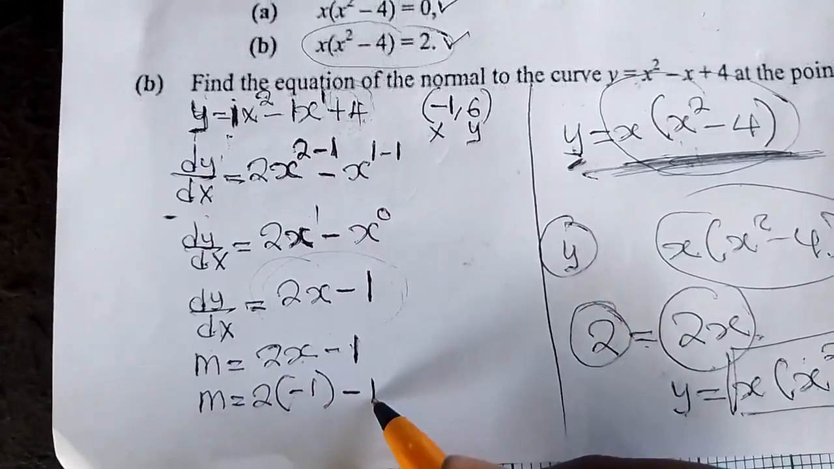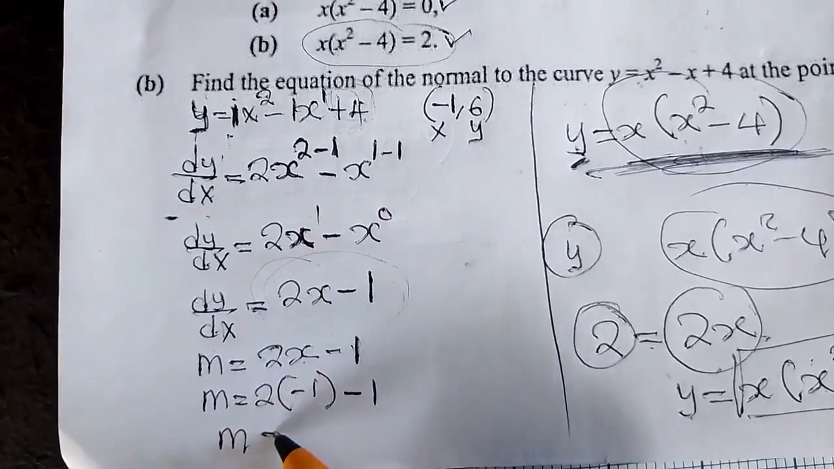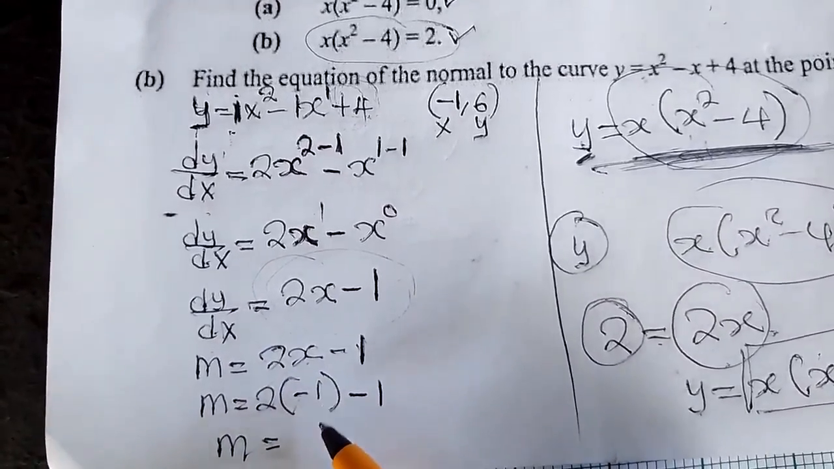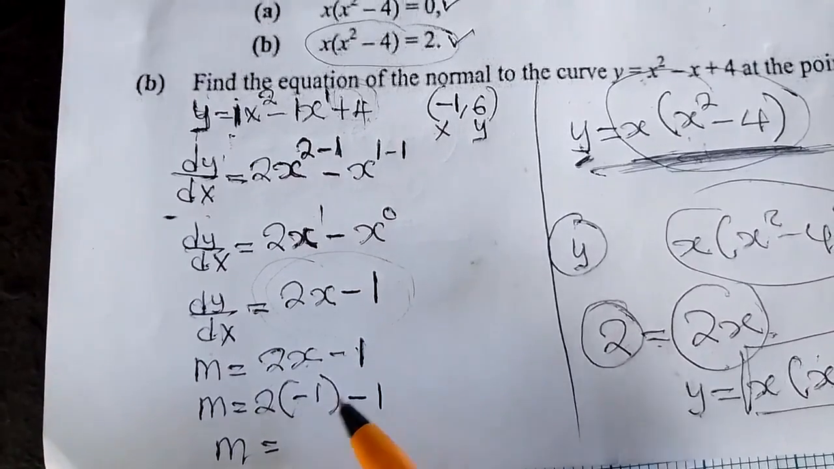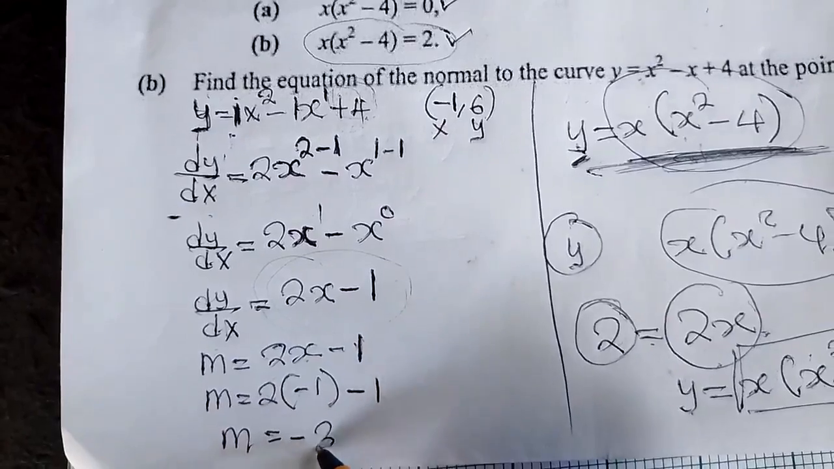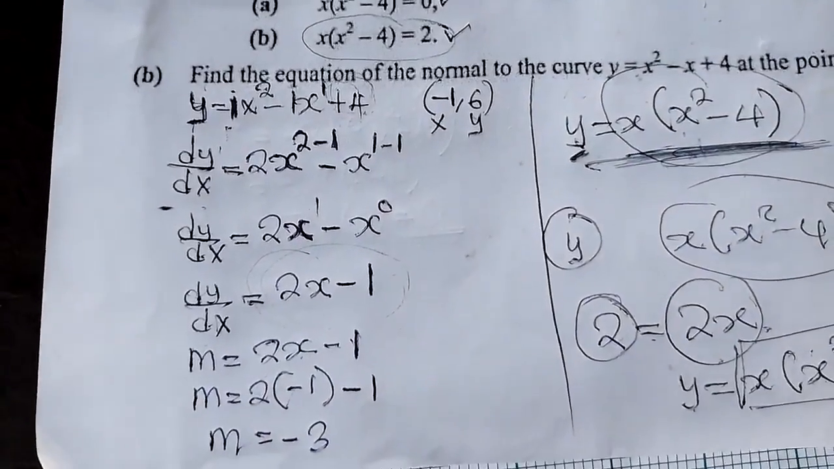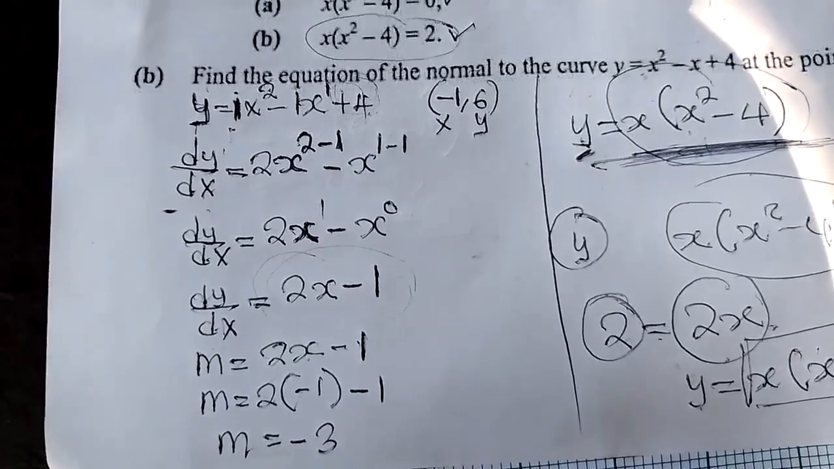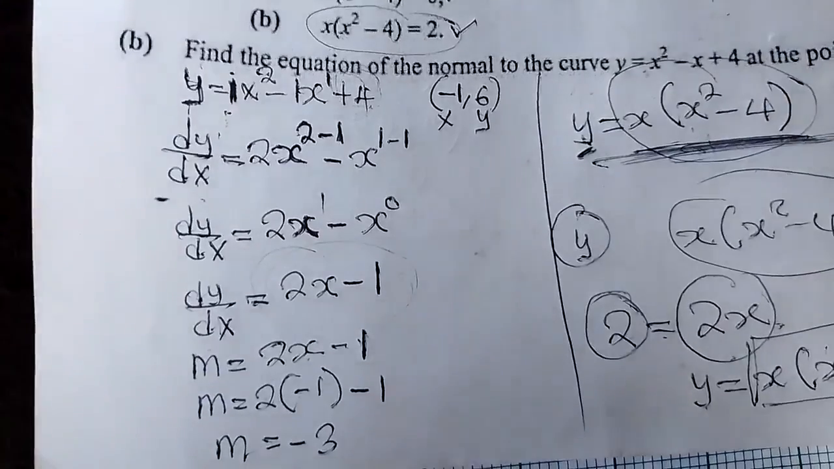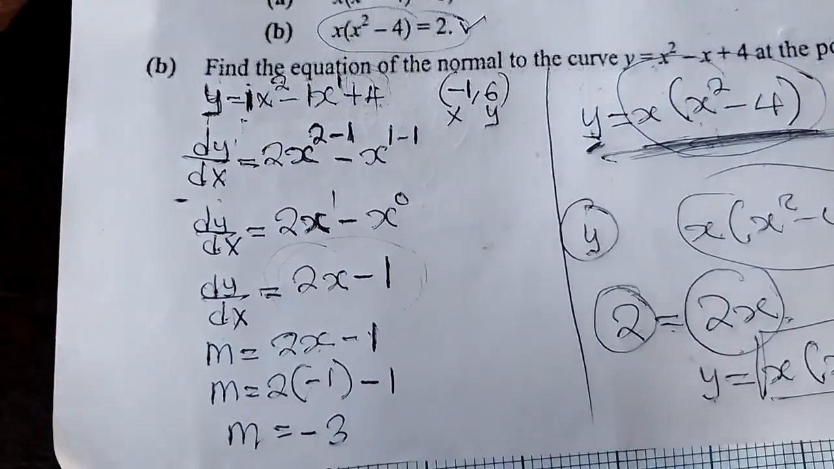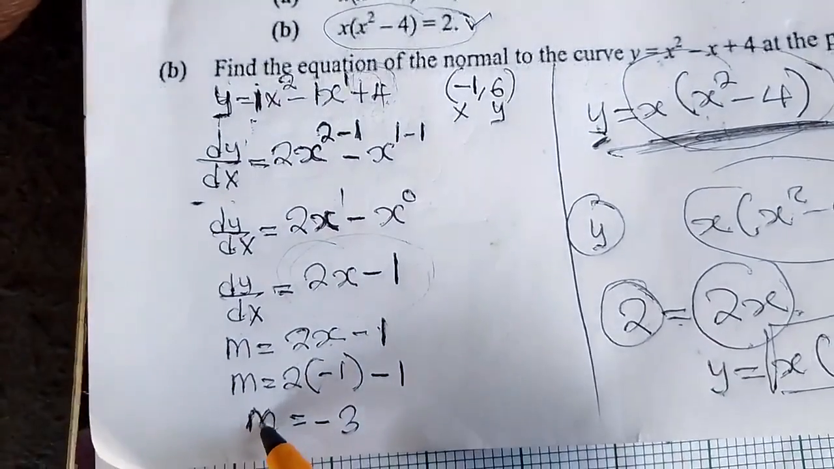This is paper 2, so when you type this on the calculator, don't use your brain, just type: 2 open bracket negative 1, minus 1. You will discover that your answer is negative 3. If you are not sure of something, use your calculator. This is paper 2, a calculator is allowed. So m is equal to negative 3.